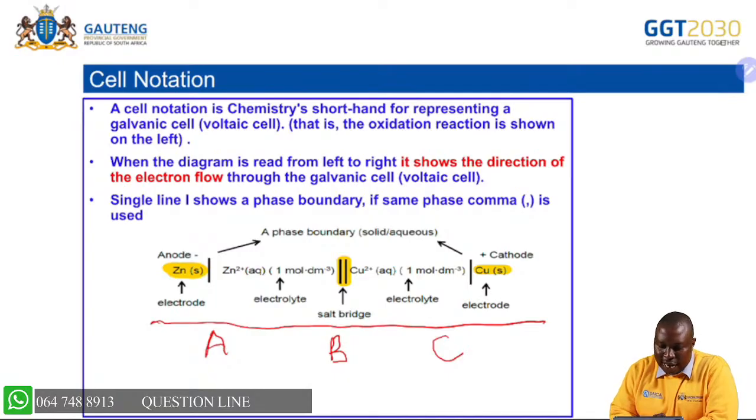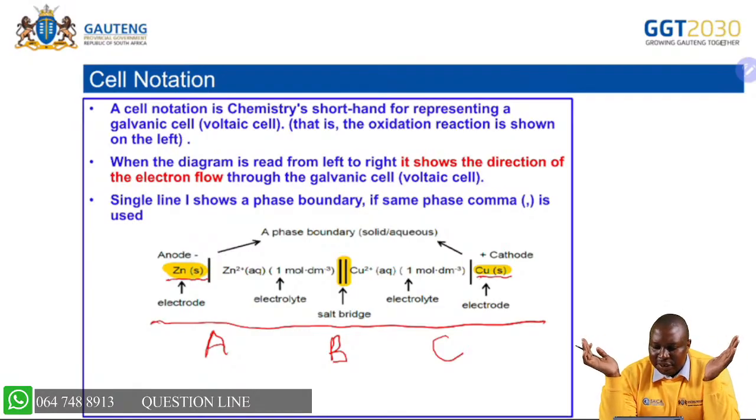So all the time, when you see a cell notation, you know already that we have the anode, the salt bridge, and the cathode. Look at this. If you look at the anode, we have a solid. At the cathode, we have a solid. All the time, we must have a solid at the outside of this cell notation.